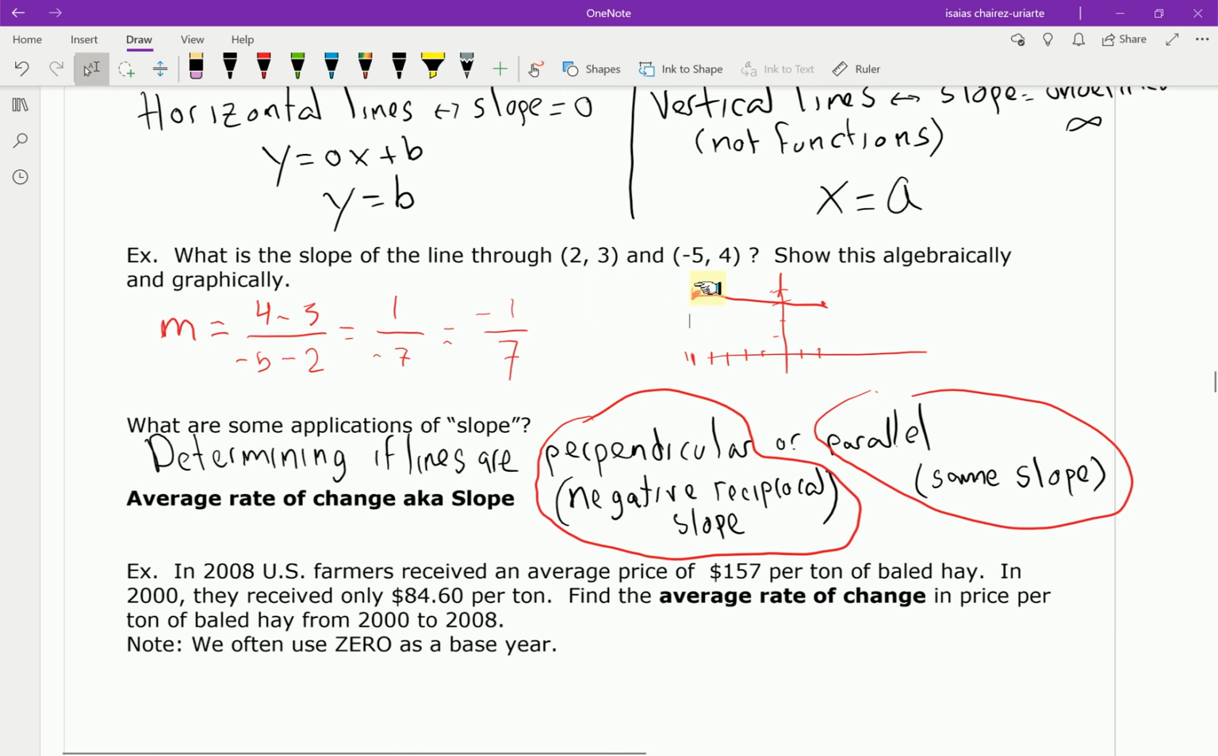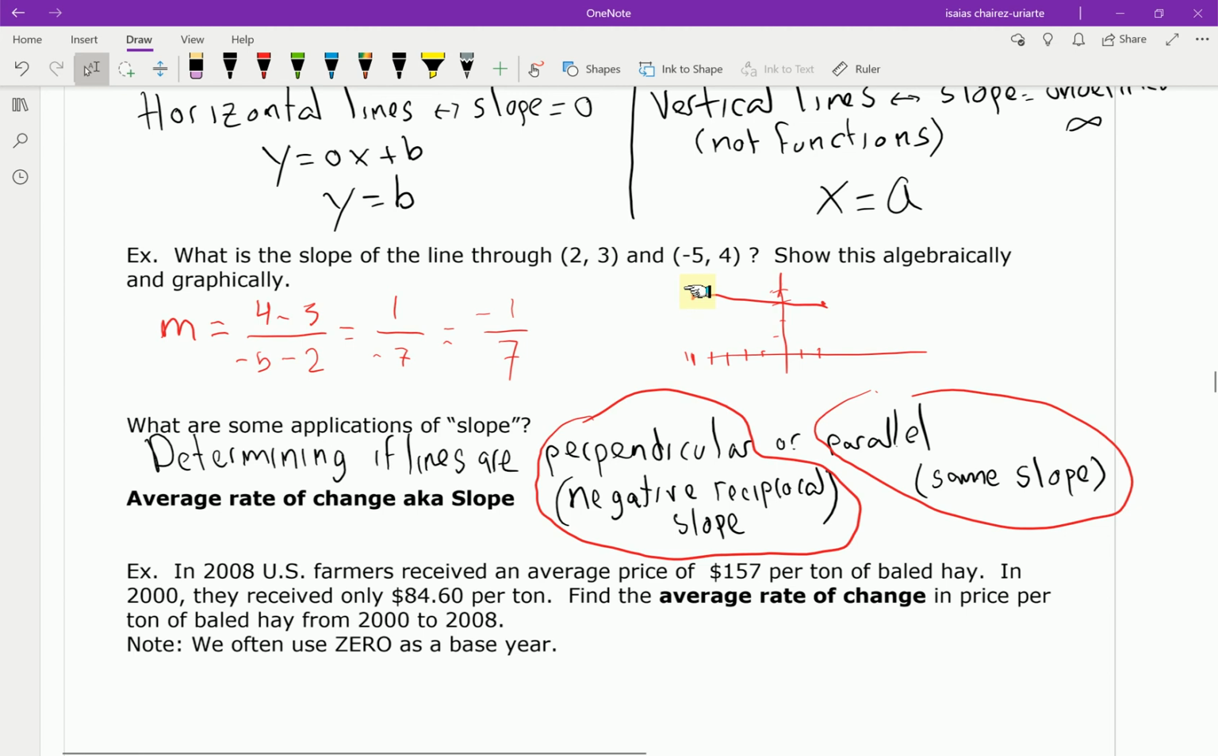What this is saying is that I'm supposed to go down 1 and to the right 7, or up 1. From any given point I can go up 1 and to the left 7, and that gives me the next point. So for instance, if I start at this point 2,3, I go down 1 and to the right 7, at what point do I end up?